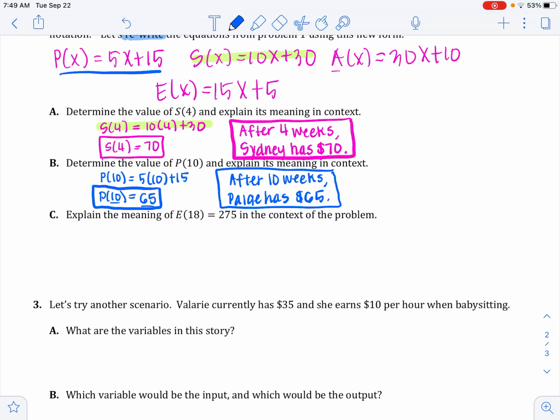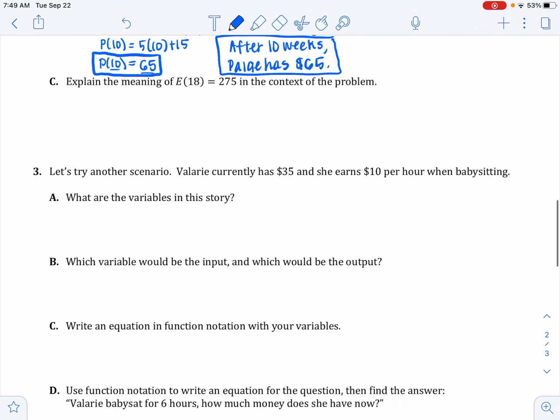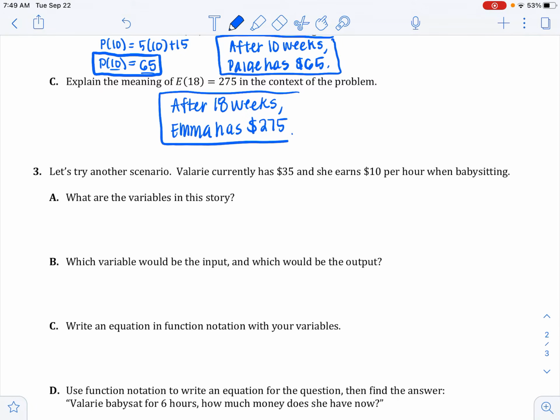Okay, next. Explain the meaning of e of 18 equals 275 in the context of the problem. So go ahead and pause your video and write a sentence that describes that. All right, you should have after 18 weeks, e stood for Emma, remember? Emma has $275. Go, Emma.